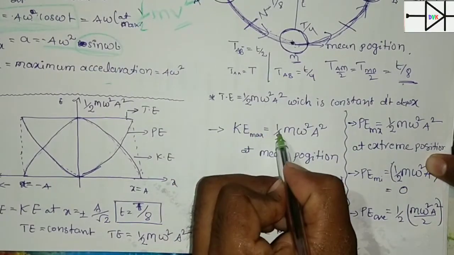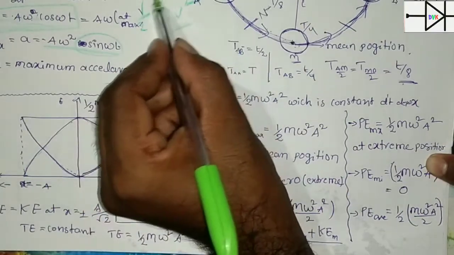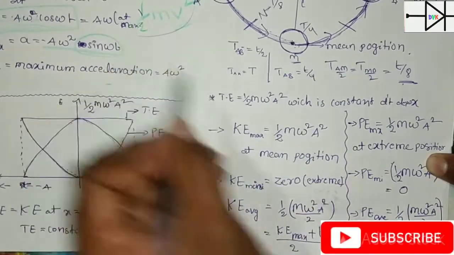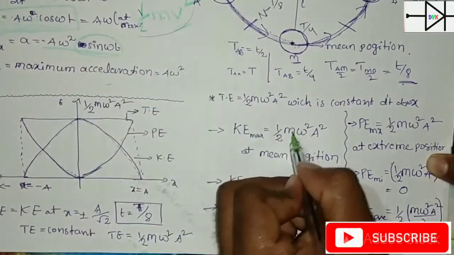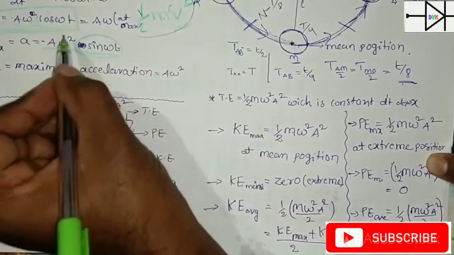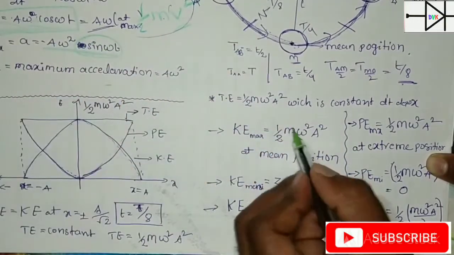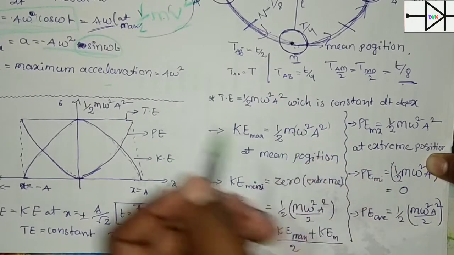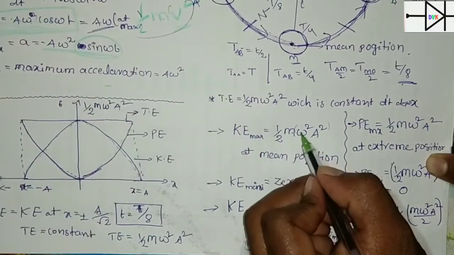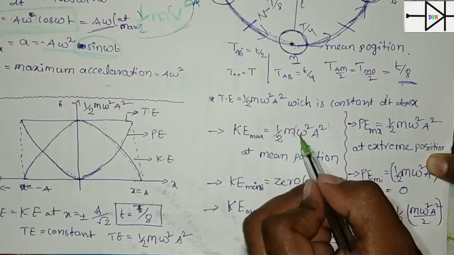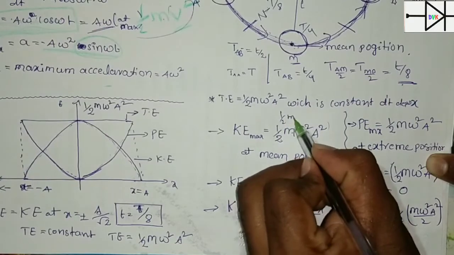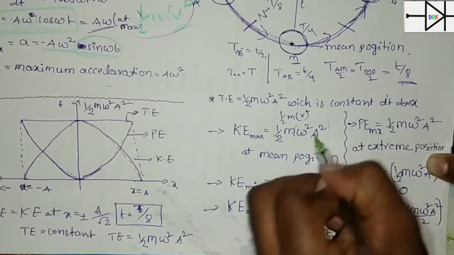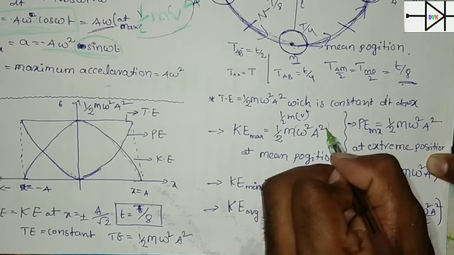Kinetic energy is (1/2) m v square. Our formula is (1/2) m v square. Now replace m with the same m, and v means a omega, so v square is a square omega square. Because v is equal to a omega, (1/2) m v square becomes (1/2) m omega square a square.